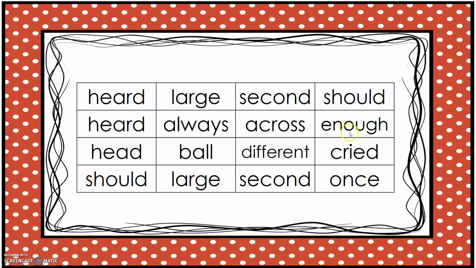How about this one? That one's a toughie. That word is enough. What about this word? Always. What about this word? Different. And this is a new word. What's this one? Heard. We have heard and head. Difference is the R.